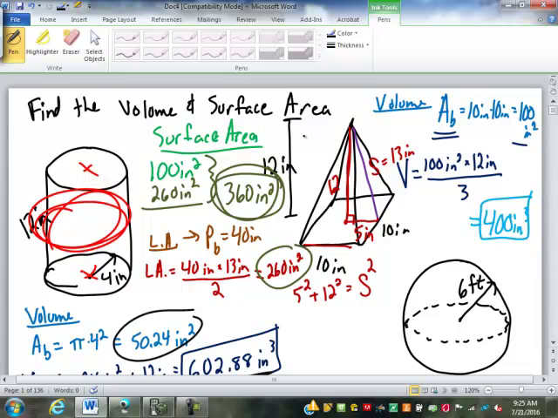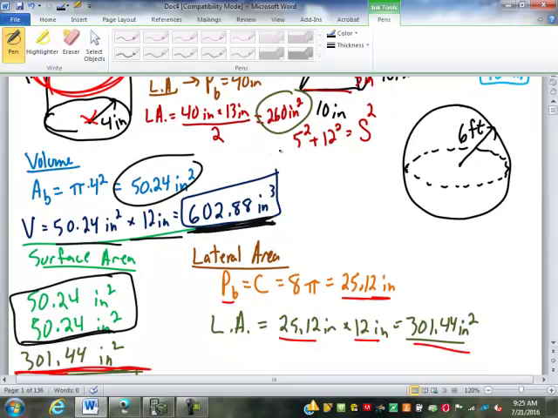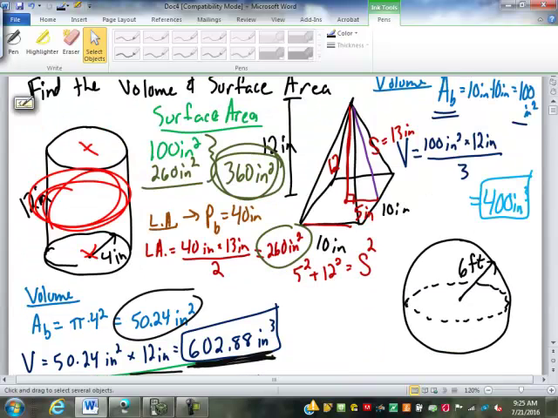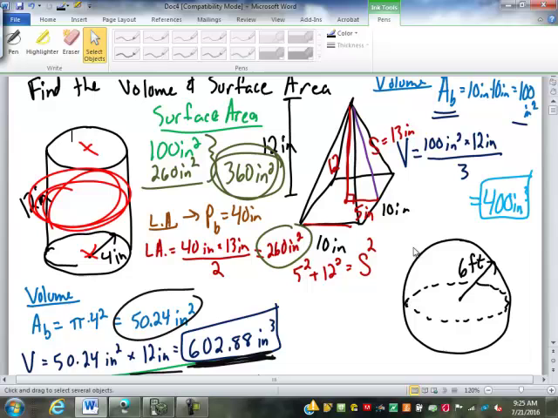Anybody have both of those right? Volume and surface area? Anybody already had enough for the day? Yes? Oops, that didn't come out well.